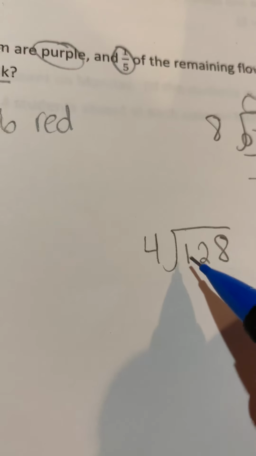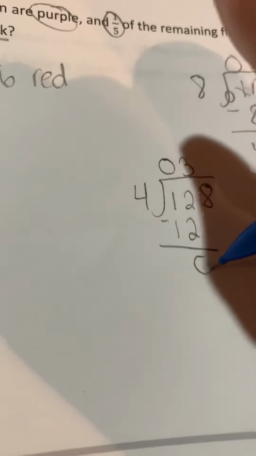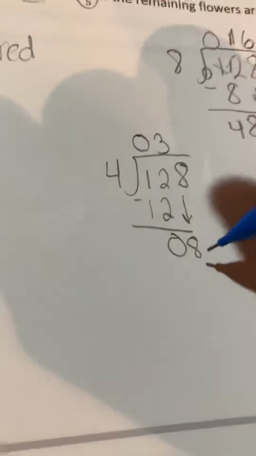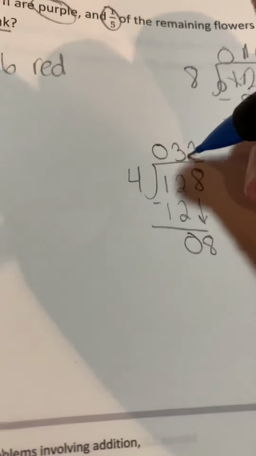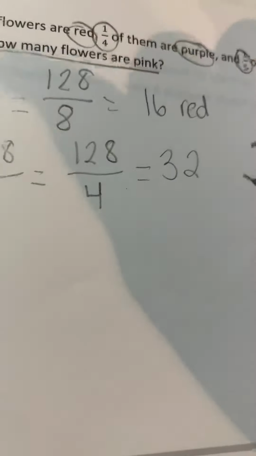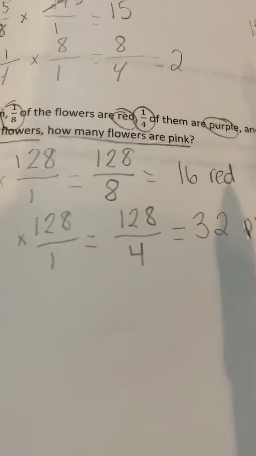We can't do 1 divided by 4, so we bring up a 0. 12 divided by 4 equals 3. 3 times 4 is 12. We subtract them and we get 0. Bring down our 8. 8 divided by 4 equals 2. So there are 32 purple flowers. Now let's do the rest of the problem.